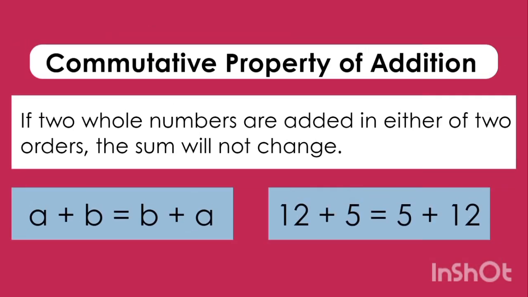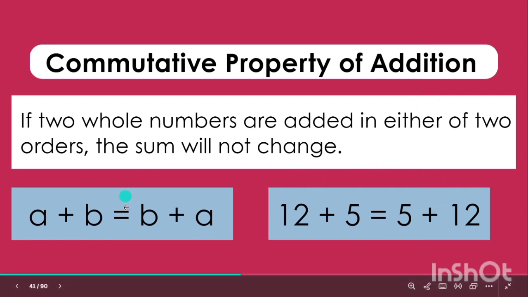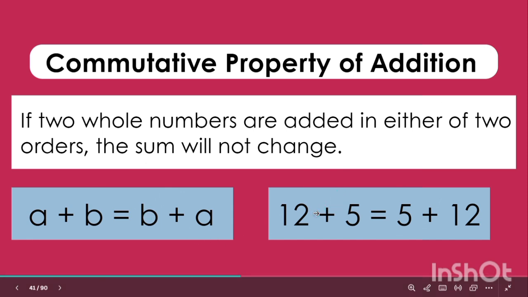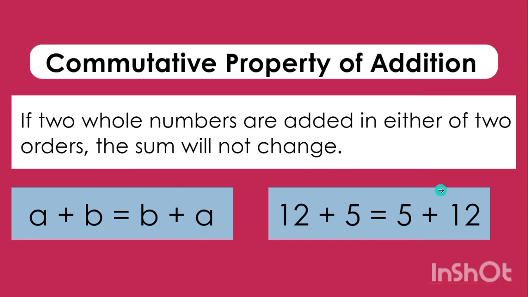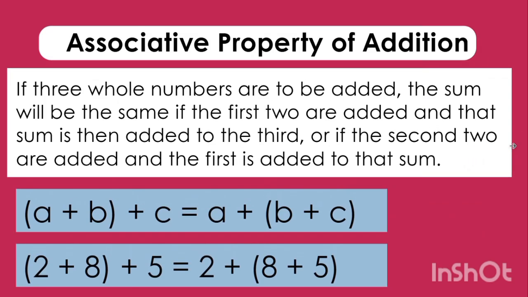In the commutative property of addition, let us always remember that in addition, whatever the order, we will have the same answer. 12 plus 5 and 5 plus 12, we will get the same number, which is 17. Very good.